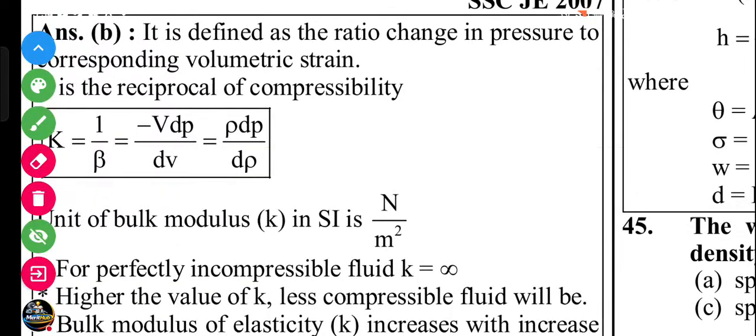Read this. It is defined as the ratio of change in pressure to the corresponding volumetric strain. It is the reciprocal of the compressibility, and the unit of bulk modulus is Newton per meter square or Pascal. For a perfectly incompressible fluid, bulk modulus is infinity.